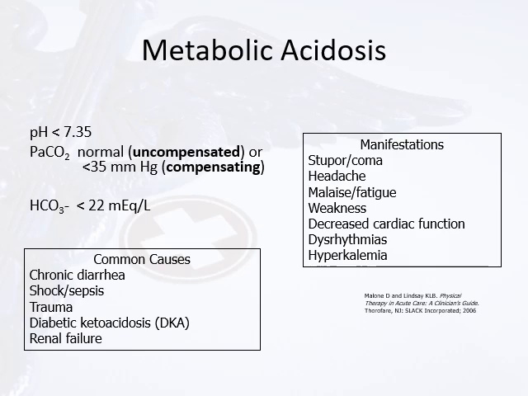or less than 35 millimeters of mercury when we have a pulmonary compensation. Metabolic acidosis tends to manifest itself in situations like headache. They'll have malaise and fatigue. They'll feel relatively weak. They may have decreased cardiac function without dysrhythmias. You may see hyperkalemia, and in severe cases, you might find the patient having stupor or coma.